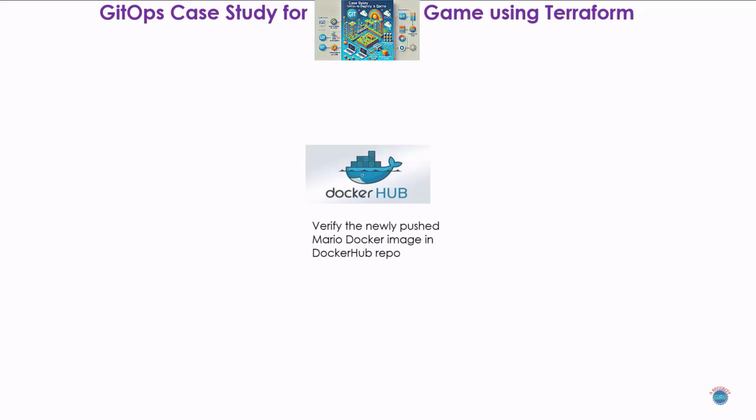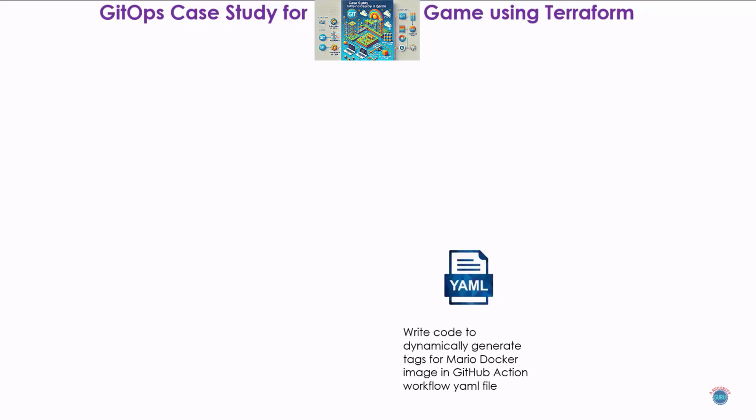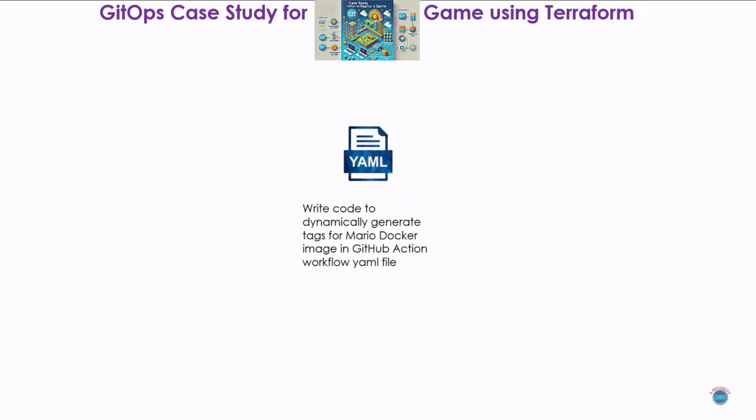Once we have verified that our Mario Docker image has been pushed to Docker Hub, we will move on to the next step where we will start generating dynamic tags for our Mario Docker image. We will have to write some code in order to generate dynamic tags for our Mario Docker image. So it will be an enhancement to our existing code.